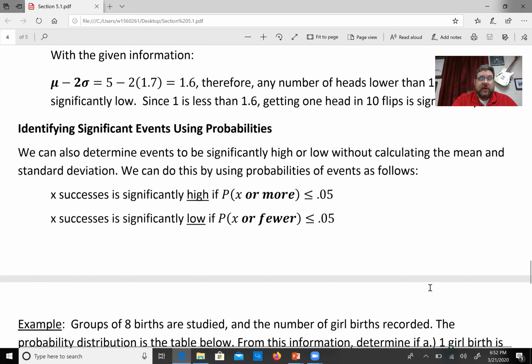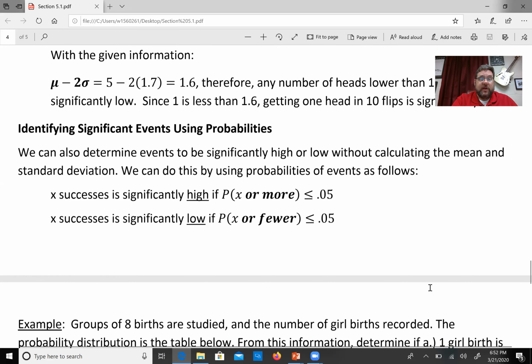All right, groups of 8 births are studied. So there are 8 babies, and then the number of girl births is recorded. So out of 8 babies, how many were girls? All right, and we know that that's a discrete random variable. There are 8 births. So how many girl births could there be? There could be 0. There could be 1. There could be 2, 3, 4, 5, or 6, or 7, or even 8. Those are the values that our random variable can take.